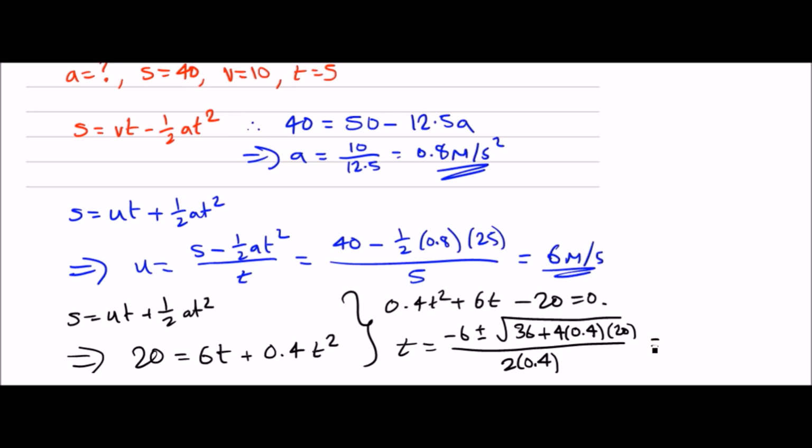Now I need to quickly calculate this one, guys, so let's go ahead and do it. Minus 6 plus the square root of 36 plus 4 times 0.4 times 20.